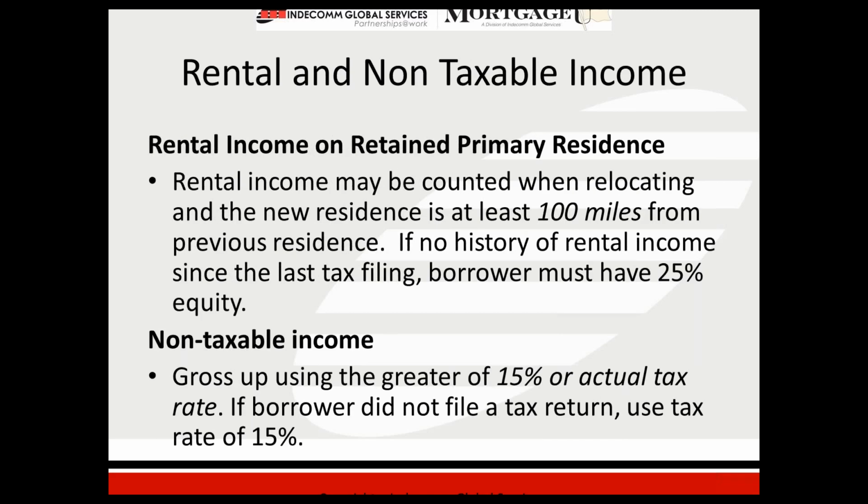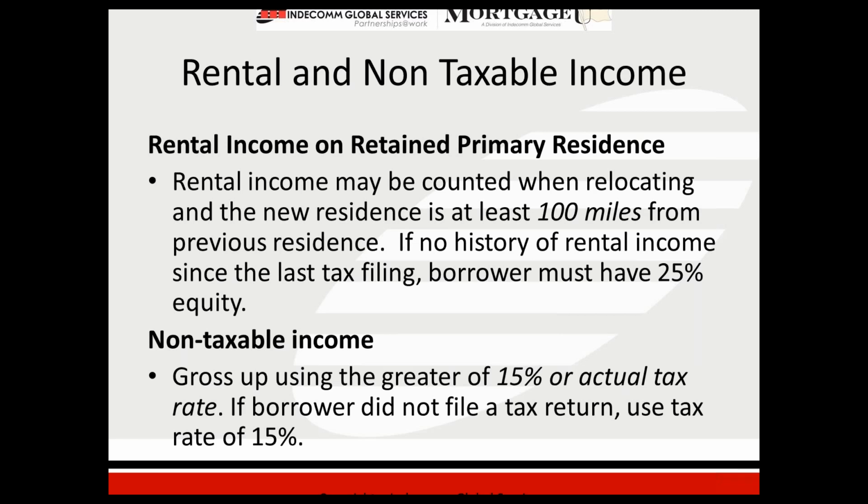Rental income and non-taxable income. Rental income, this is going to be a clarification if you've got a borrower who's relocating. Rental income may be counted when relocating and the new residence is at least 100 miles from the previous residence.